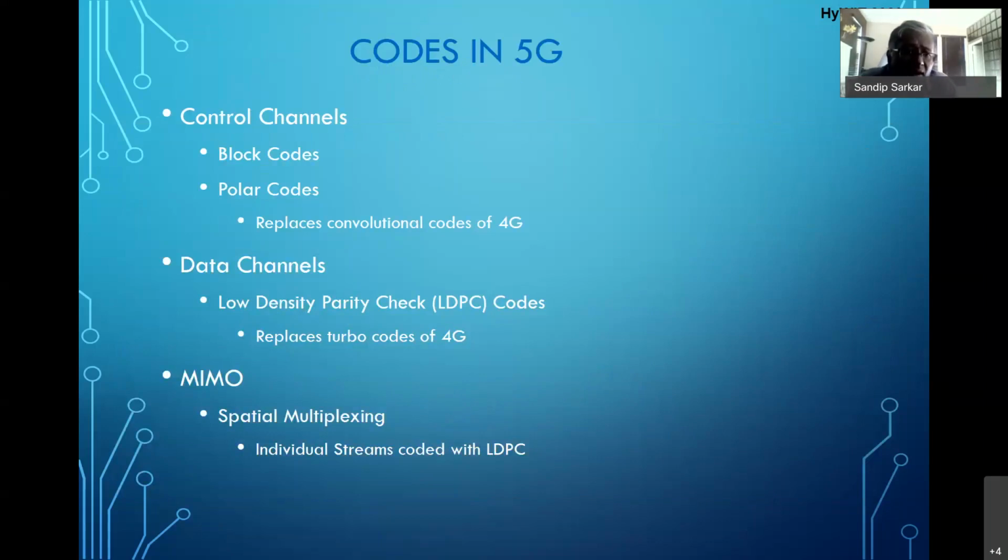So what happened in codes in 5G? We use some block codes, but mostly polar codes for most of the control channels, which replaces the convolutional codes of 4G. For data channels, we use LDPC codes replacing the turbo codes of 4G. This is mainly because of the error floor, as I told you before. LDPC doesn't really have an error floor.